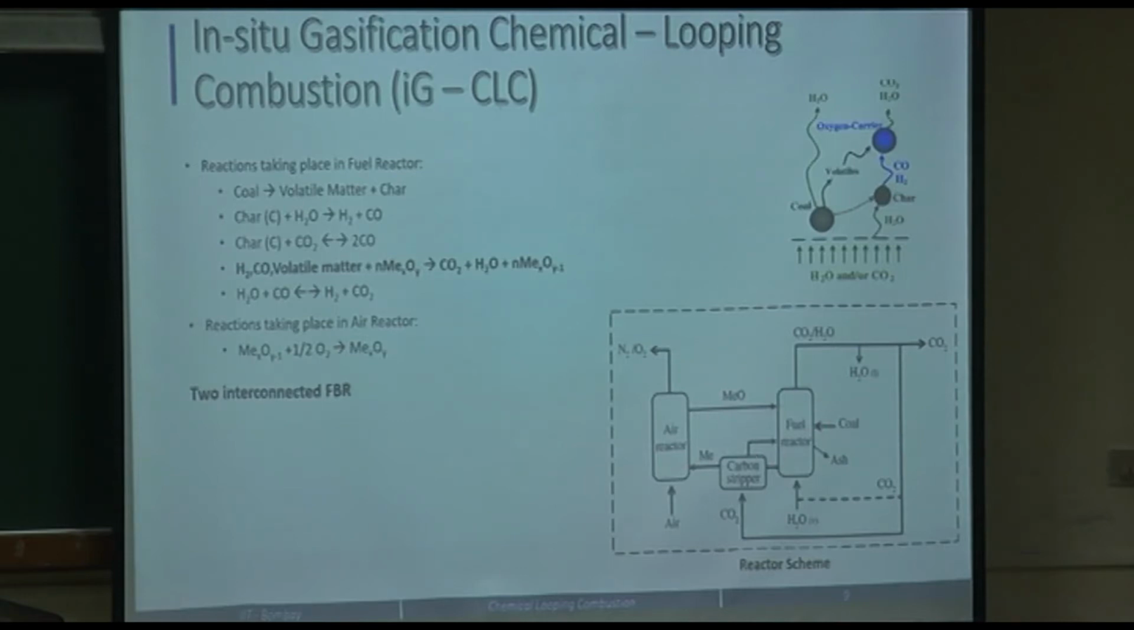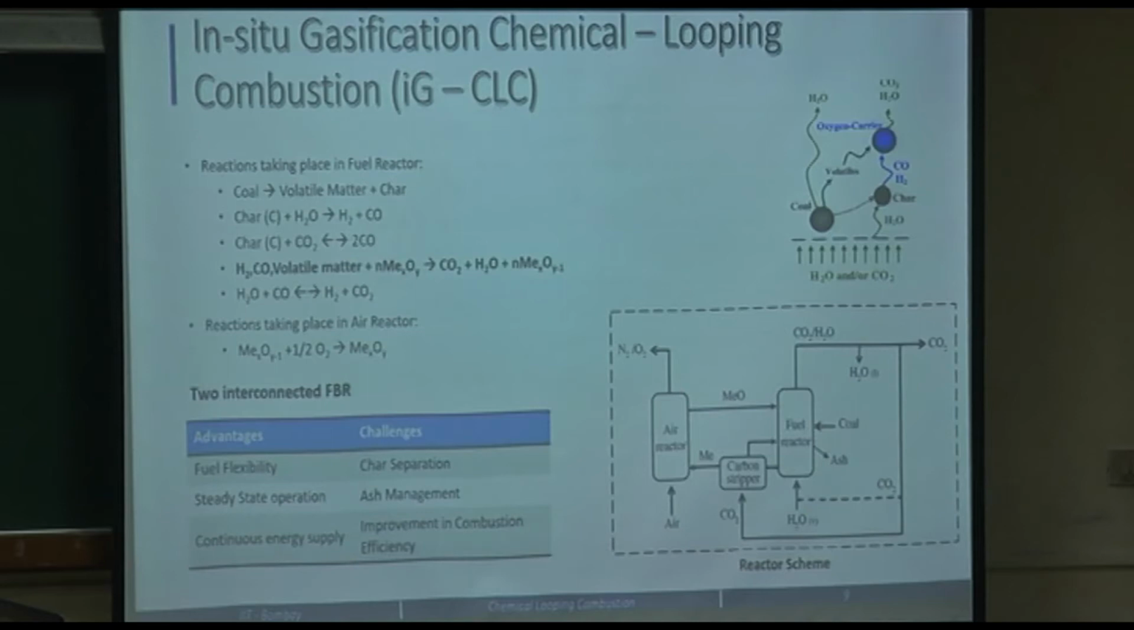Now the key challenge for the IGCLC would be that if there is entrainment of unconverted char particles to the air reactor, CO2 could come out from there, and we would lose carbon capture efficiency in this case. So these are some advantages and challenges for this kind of reactor scheme of chemical looping combustion. Again, ash management is an issue over here because of the in situ gasification. If the ash deposits on the metal oxide, that could again be an issue, which will reduce the reactivity of the metal oxides.